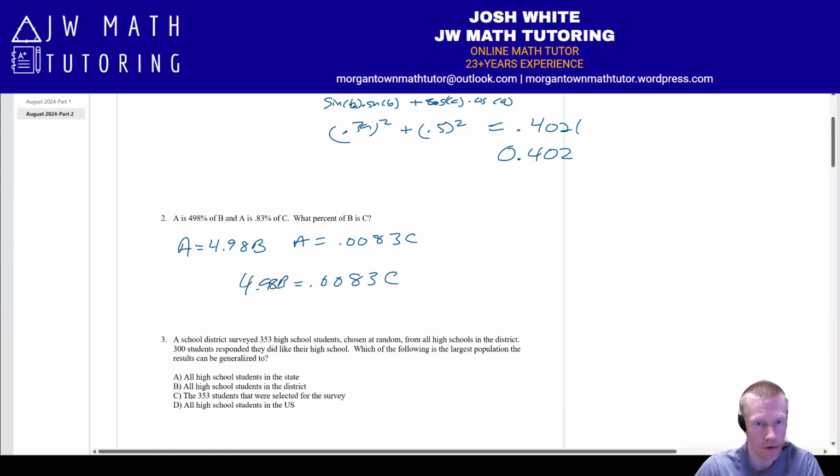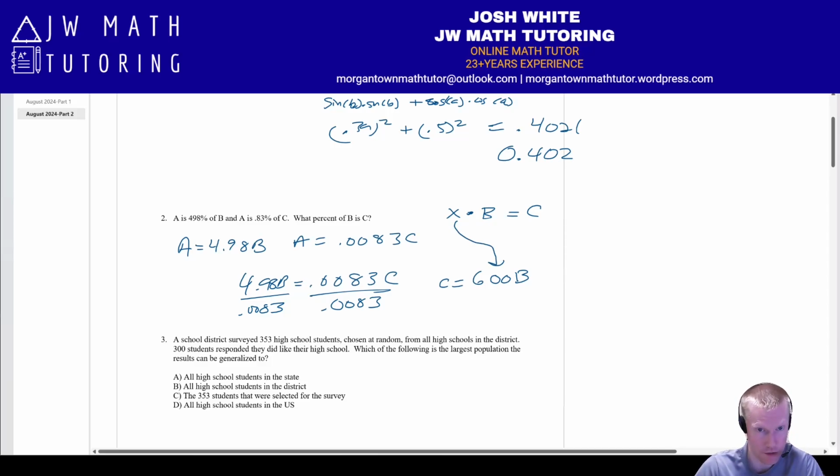And here's where you have to be careful. What percent of B is C? What that means is they're looking for a final equation that's going to be like some number times B is equal to C. So we're looking to solve this equation to get C alone by itself. So you just divide by 0.0083. C is going to turn out to be, and we can just do this in Desmos if you want, equal to 600B.